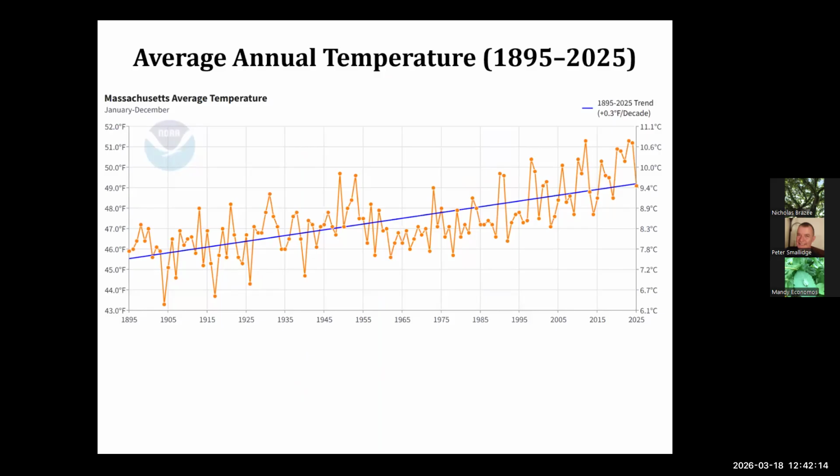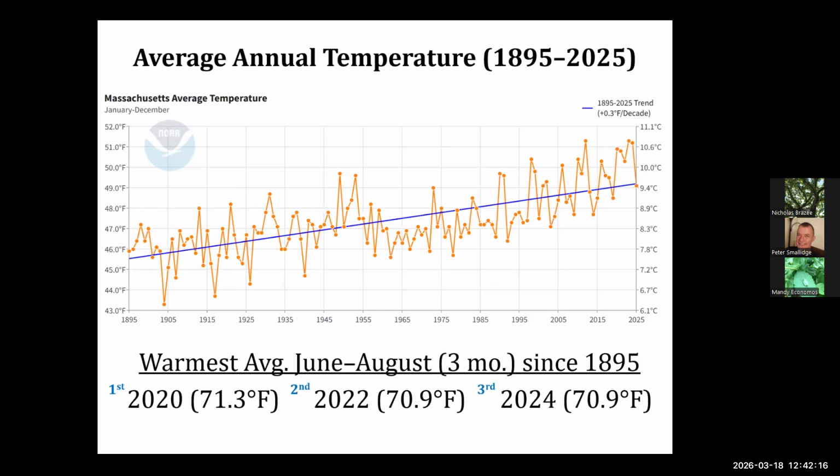So definitely getting warmer. But if we pare this down further, if we look at the warmest average June through August, so meteorological summer, this 3-month period, look at the highest average temperature during that 3-month span since 1895. Number one is 2020, and then tied for second and third is 2022 and 2024. So it's getting warmer, but our summers are also getting warmer, significantly warmer in some cases. And that represents, in some cases, a significant stress for our trees. Warm during the course of the year and hotter during the summer.